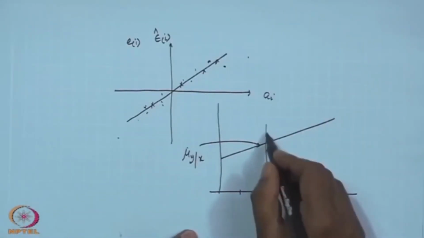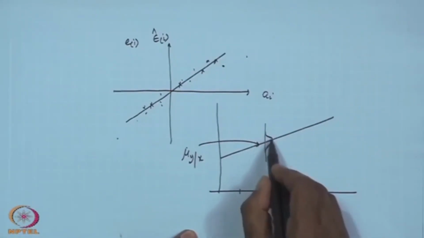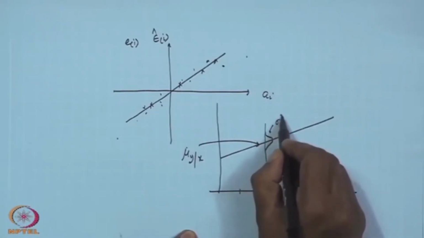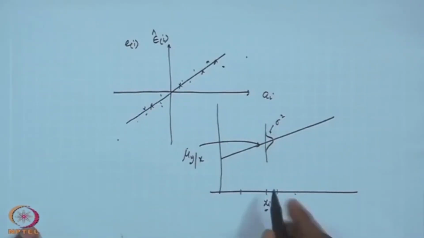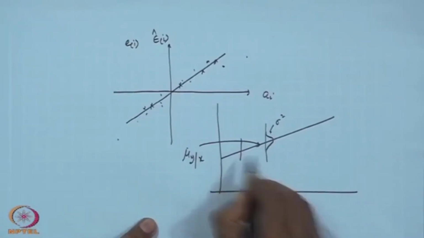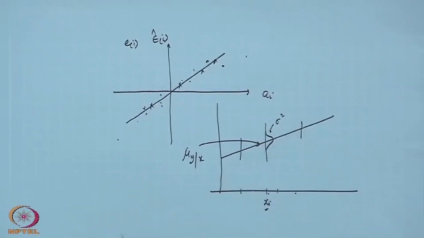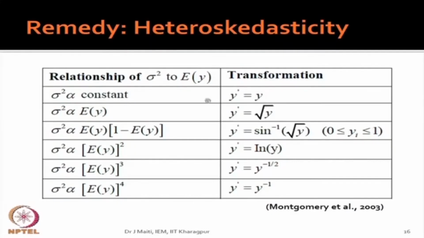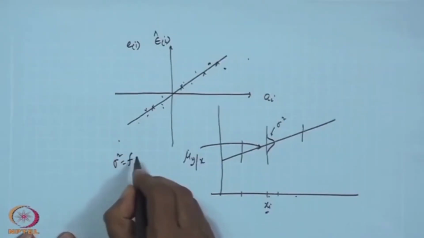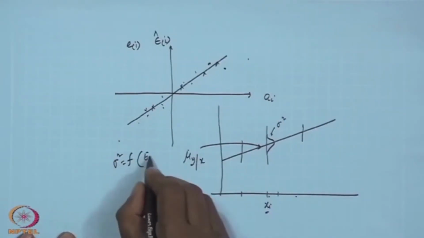So, what I mean to say here is that for x_i, this is the sigma value, and you will write this as sigma square. Now, if it is constant across all values of i, then you go for no transformation. We write y dash equal to y. But it may so happen that the sigma value is a function of your expected y.